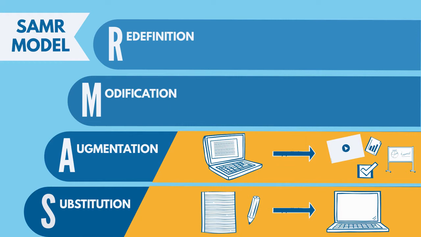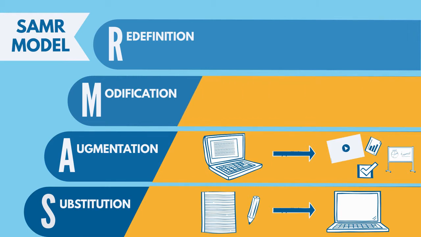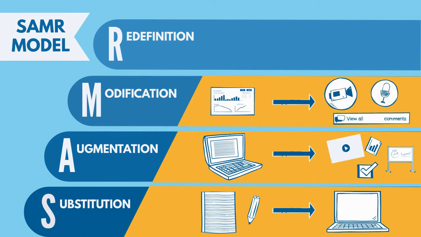Modification is where true transformation begins. This is a change of the lesson design or outcome using interactive tasks. In this stage, rather than using technology to enhance the presentation of information, the goal would be changed by the technology. So students would instead create informative videos, record podcasts, and leave interactive feedback. The technology modified the way learning was demonstrated.